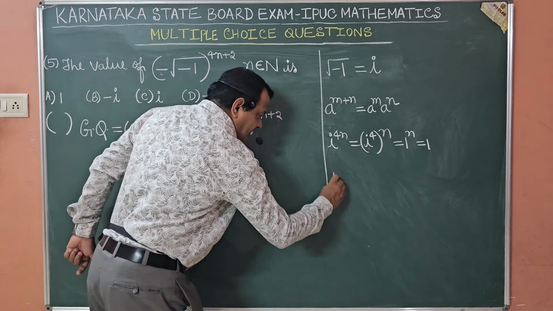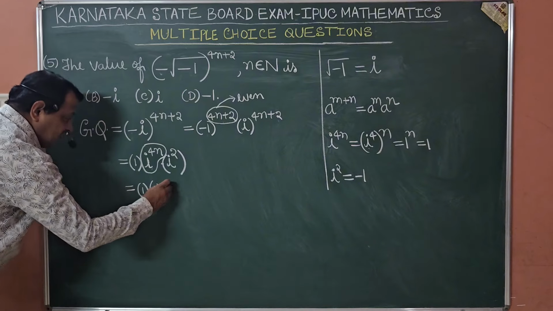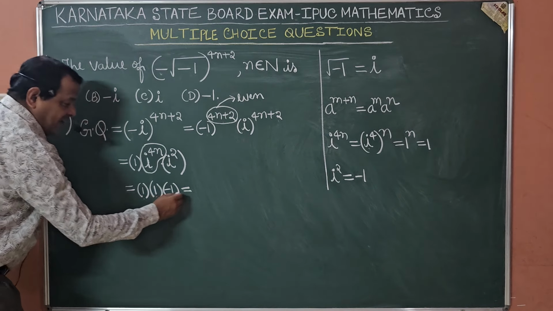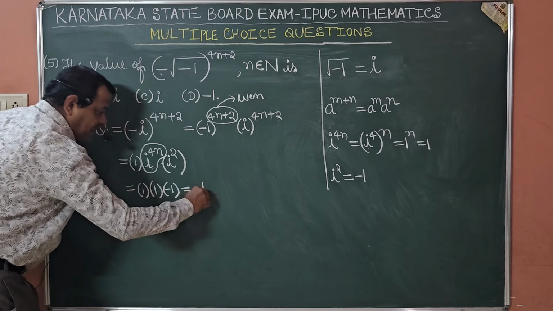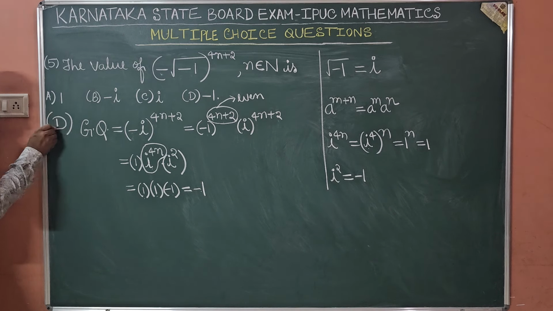One should know i square is minus 1, not plus 1. Therefore, the last one is minus 1. Hence, the product is 1 into 1 into minus 1, which is minus 1. Therefore, for this question, option D is correct.